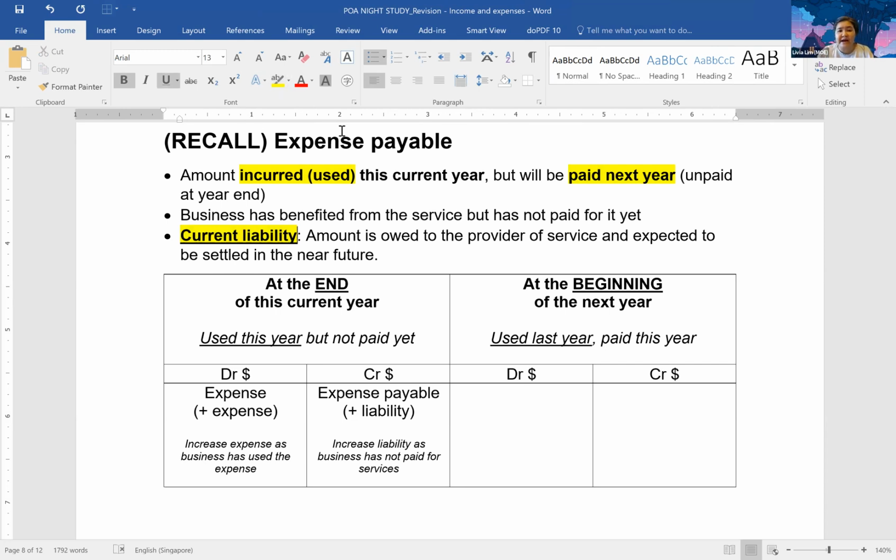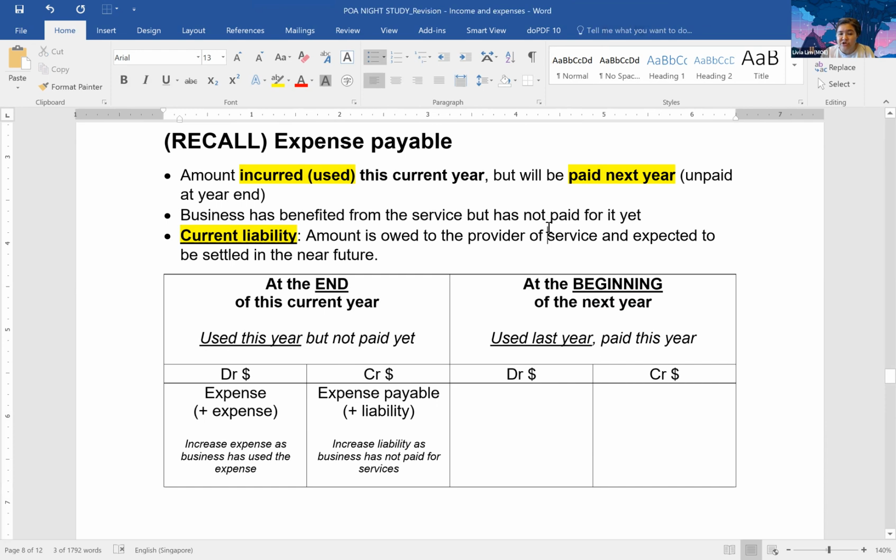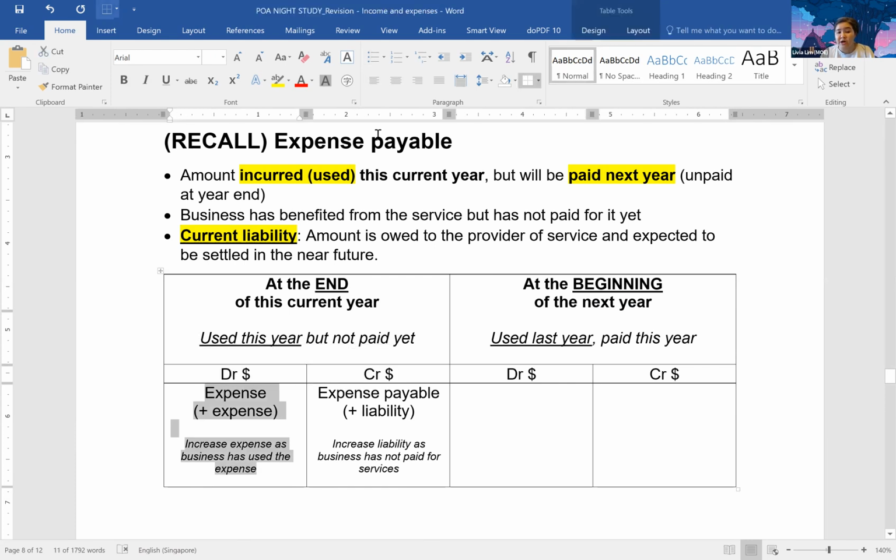All right, it is a current liability at the end of that current year. You have used it this year, but you have not paid for it yet. It's a liability. So what is the double entry at the end of that current year? Since you have used it already, you need to record it as an expense. And since you haven't paid for it yet, you need to increase your liability.